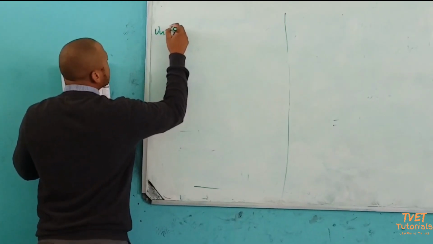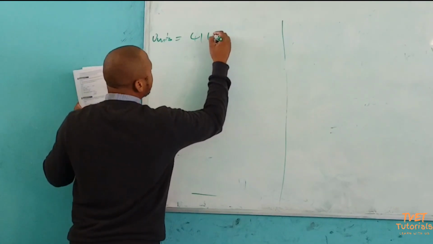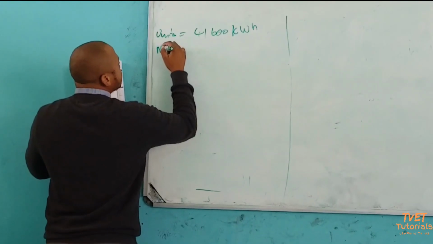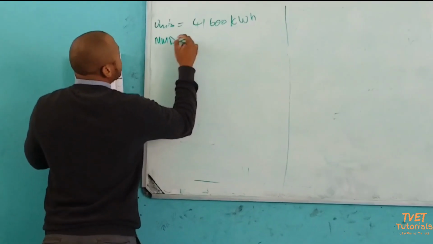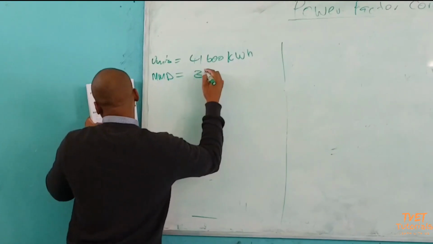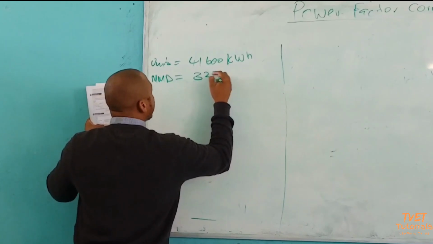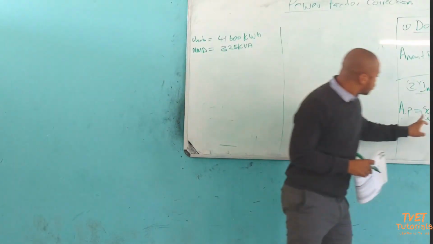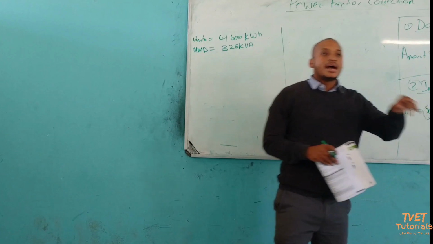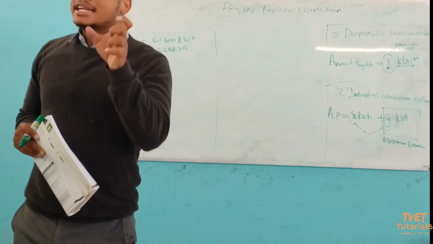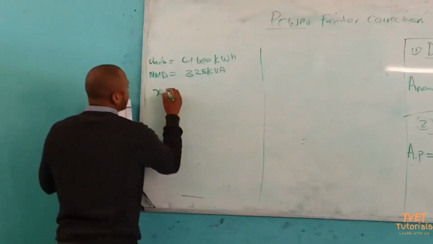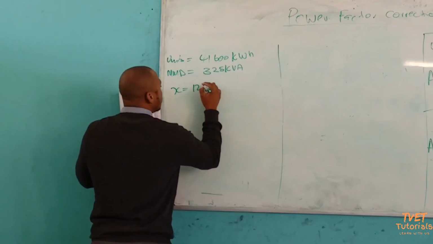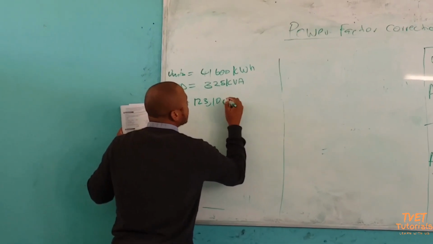So the units is equal to 41,600 kilowatt hours. Then the maximum demand meter now reads 325 kVA. And obviously, if you look at this equation, it has two variables, x and y. I said these two values are always given to you by the energy regulator. So x, if we go to our previous table, is given as 123.10 cents.